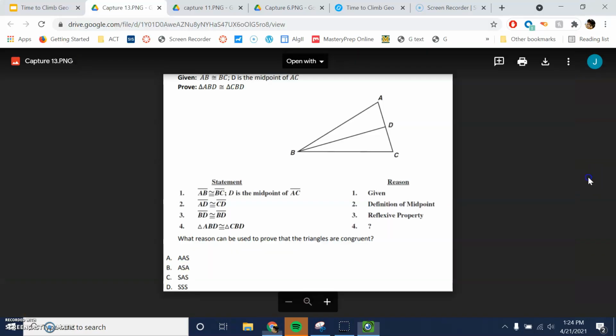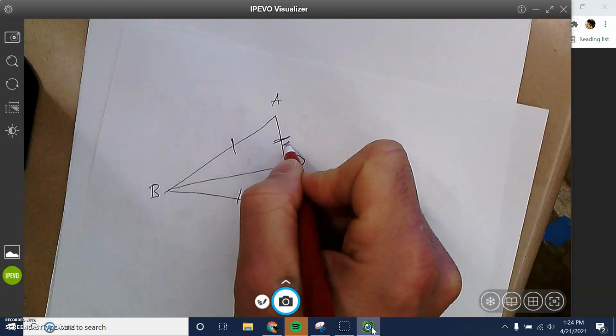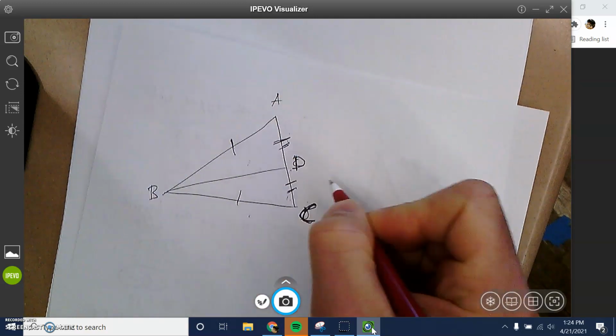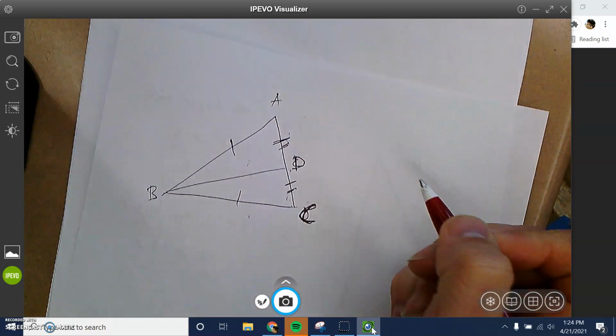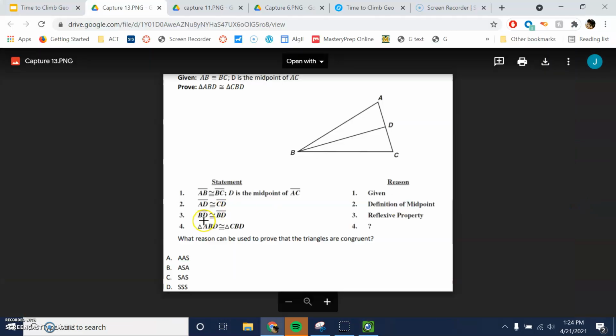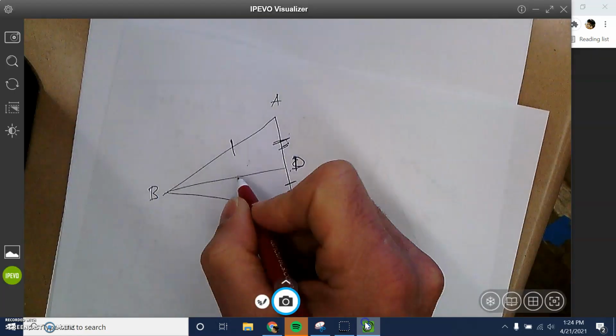What else does it have? AD is congruent to CD, definition of a midpoint. So AD is congruent to CD, distance from midpoint. Midpoint is right in between the two sides, equal distance from the two endpoints, right? Cool. What else does it say? BD is congruent to BD. Why? Reflexive property. Okay, mark it up.